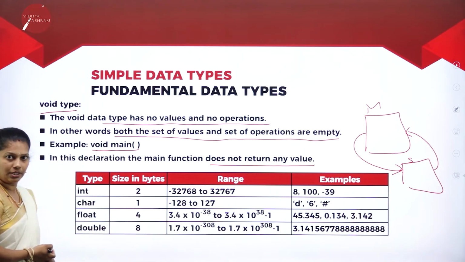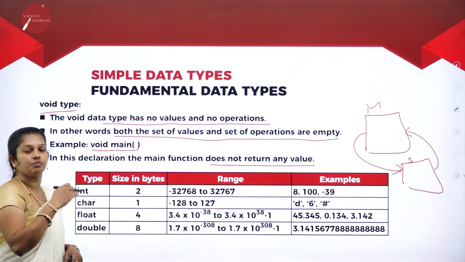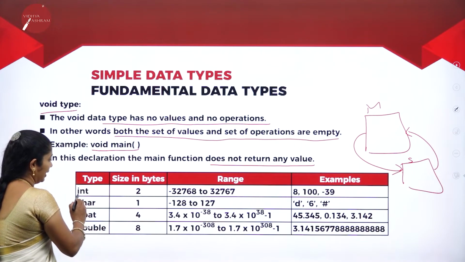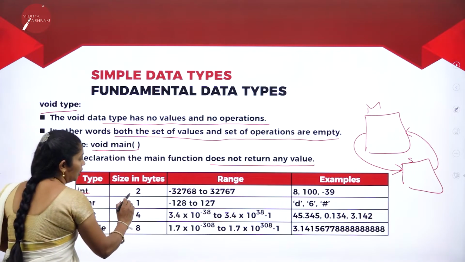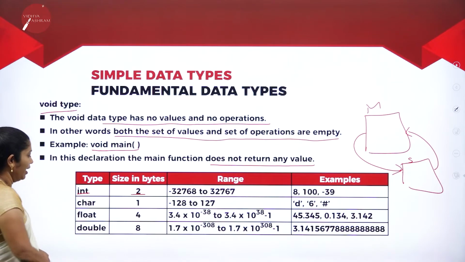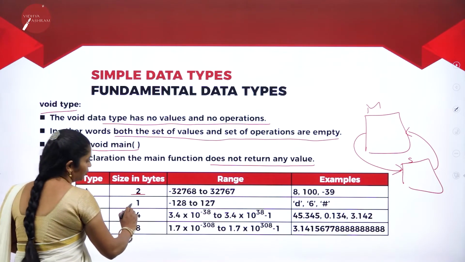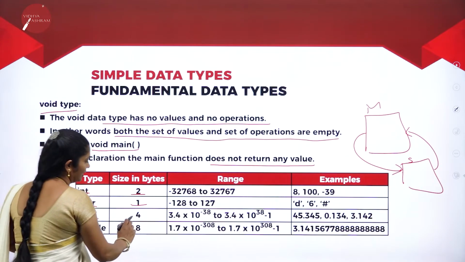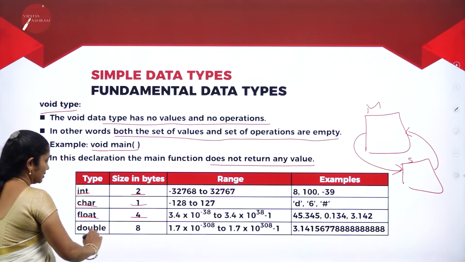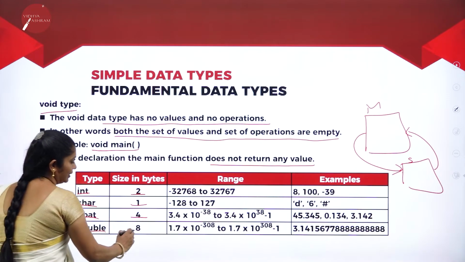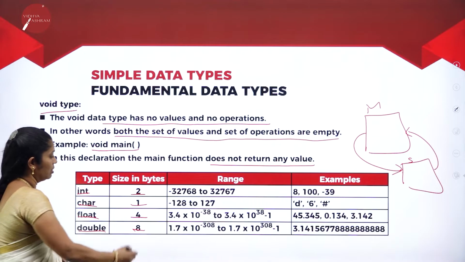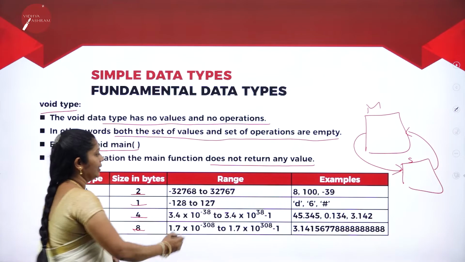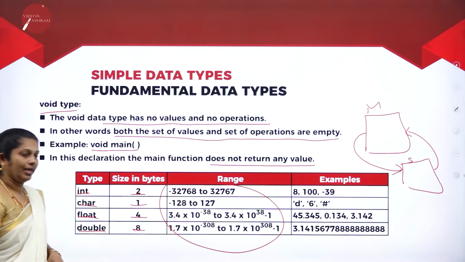Then if I come to the data types, how many bytes of memory space each requires, along with the range and example, is given here. For example, int, as I already told you, requires 2 bytes of memory space. A character data type takes only 1 byte. A float type takes 4 bytes. Double takes 8 bytes of memory space, because float takes single precision, whereas double takes double precision, and this is the range of that data type.